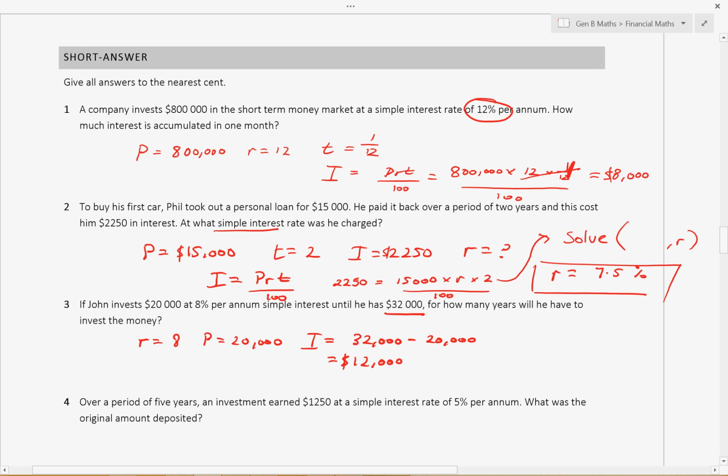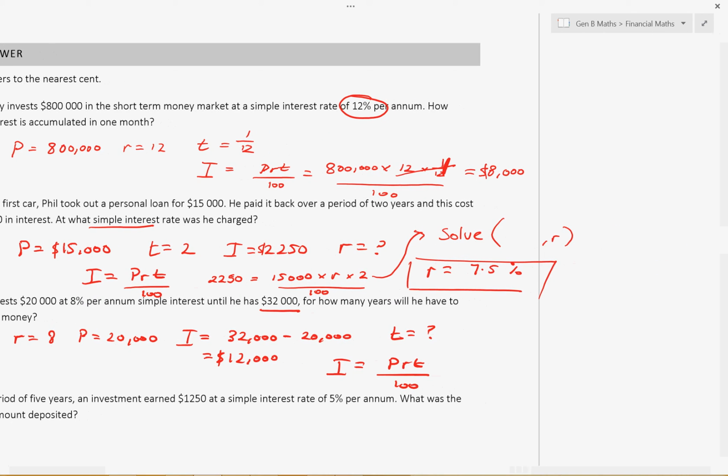For how many years? We need to know T. So this time now you could go ahead, and we know that our formula is equal to I is PRT over 100, and you can rearrange that formula, and you've even got that in your notes that I gave you. You could solve an equation and you don't have to rearrange. I'm going to probably do that.